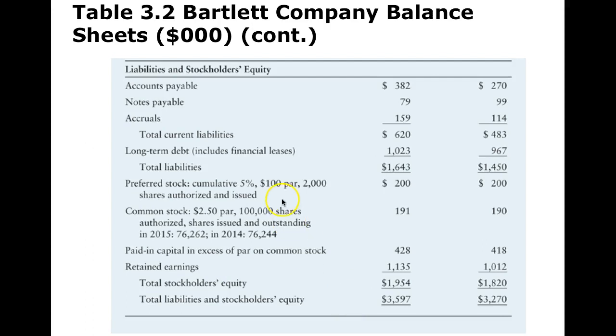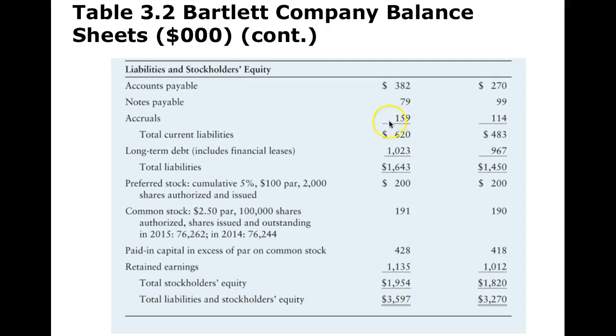Now we move on to liabilities. So we look at accounts payable, money we owe other people. Notes payable, which is sort of like bank loans or short-term debt we owe other people. Accruals, which is money we've accumulated but haven't paid yet. That could be something like payroll. We have a bunch of payroll we owe, we haven't paid it yet, so it's a liability.